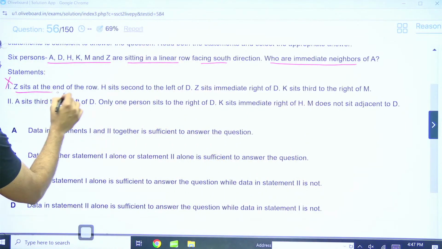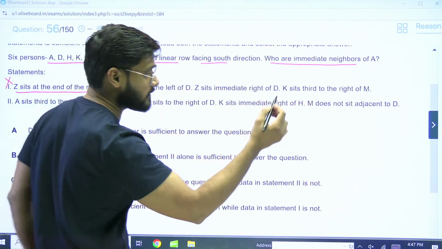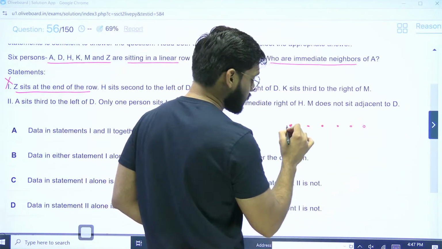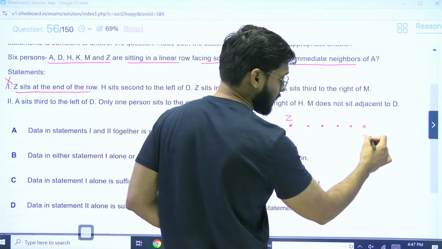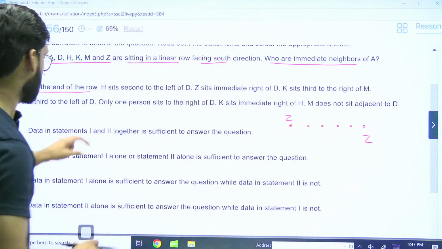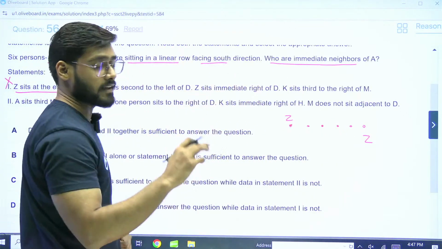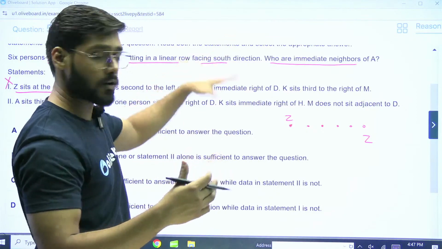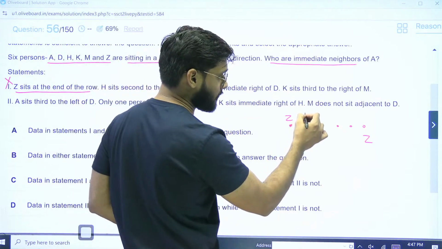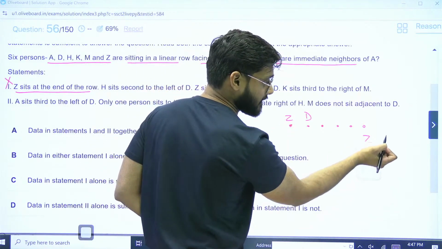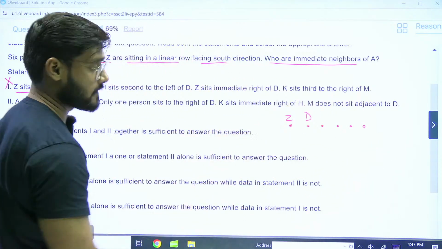Z sits at the end of the row, but we are not sure at which end, either at the left end or at the right end. So Z can come over here or over here as well. Z can come at both the ends. H is second to the left of D and Z is immediate right of D. Since Z is immediate right of D and all are facing south, D will come definitely here, then only Z will be immediate right of D, and this case will be cancelled. Z will not come at that end.